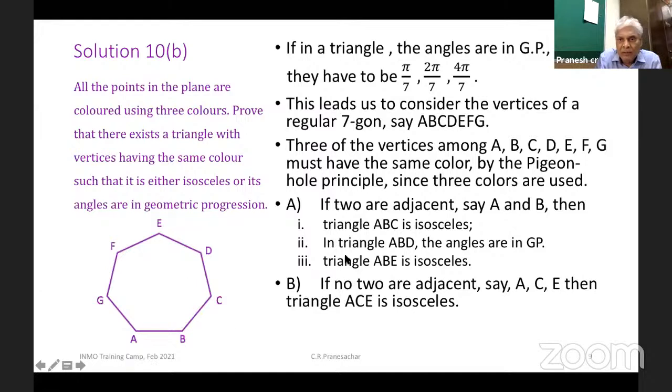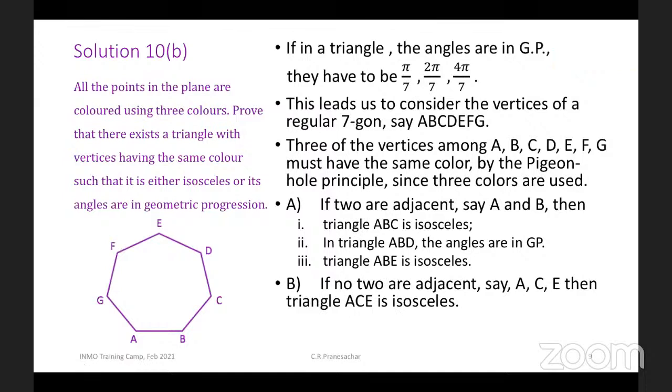So there are essentially 2 cases here, and there are 3 subcases for adjacent points. So either you have an isosceles triangle or a triangle with the angles in GP. So I say once you think of a regular 7-sided polygon, then the problem becomes easy. Okay, is that okay?